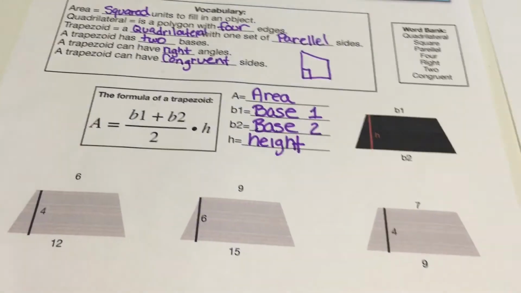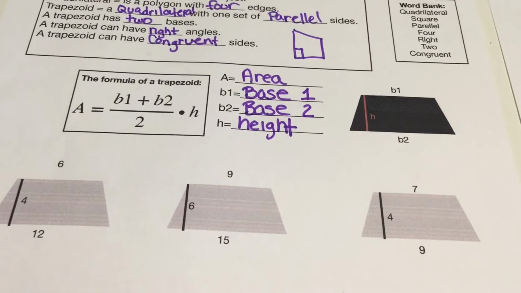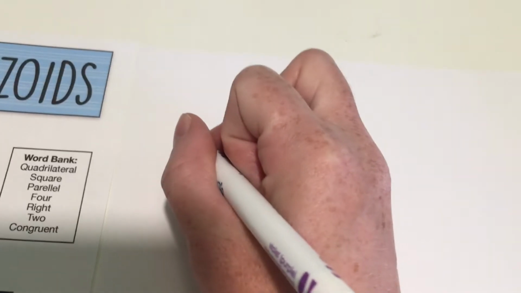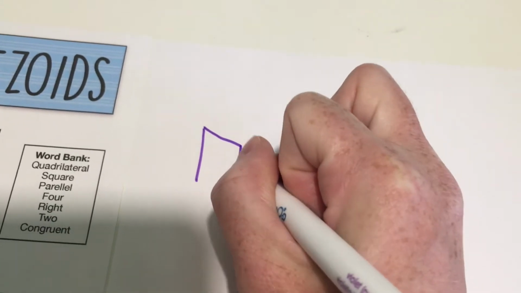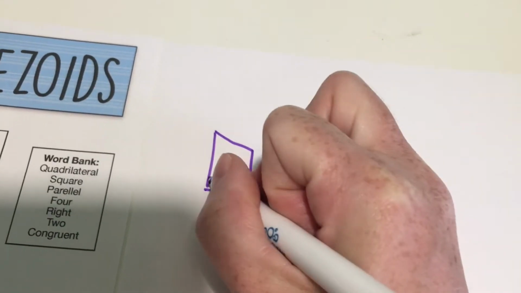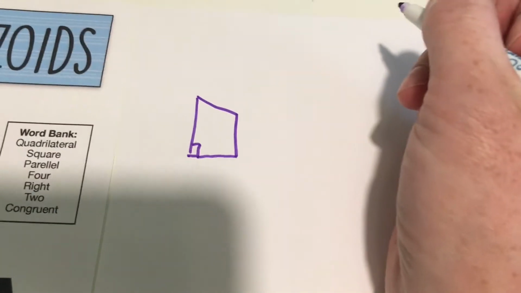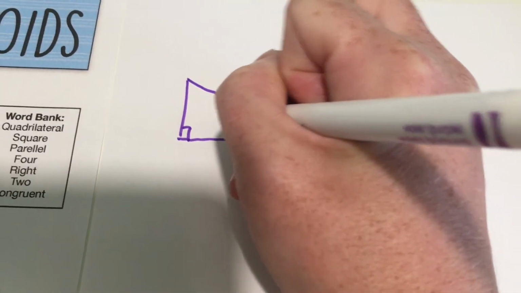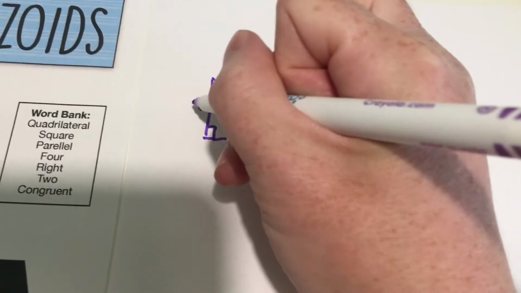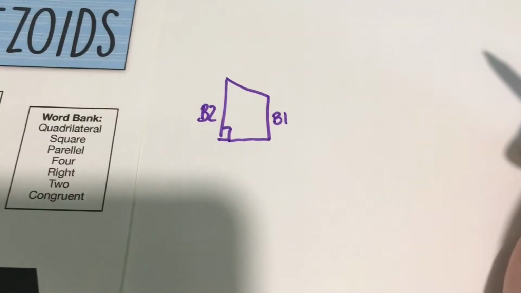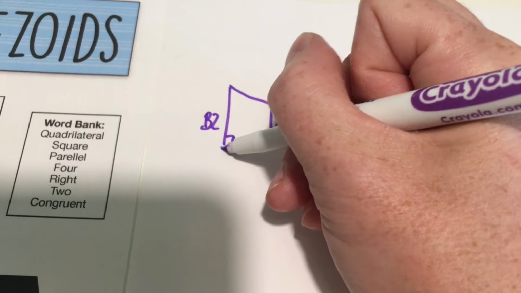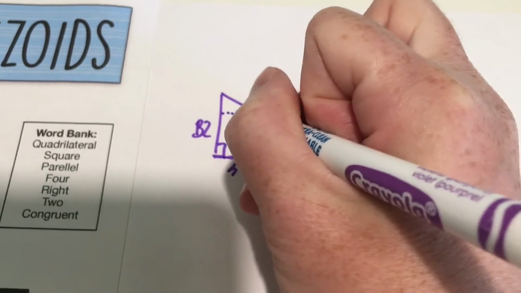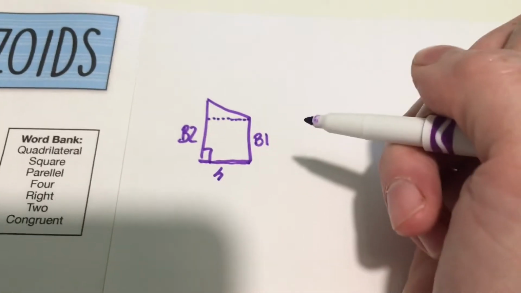Now I want to draw in some other trapezoids. So let's look at some other trapezoids and let's label them. So over here we're going to draw a trapezoid. This is like the one with the right angle like we did before. Now base 1 is going to be the shorter base. We know that base 2 is the longer base. And then we know the height. Since this is a right angle and it's a straight side, this is going to be our height. It can also be the length of that, which is the same height.